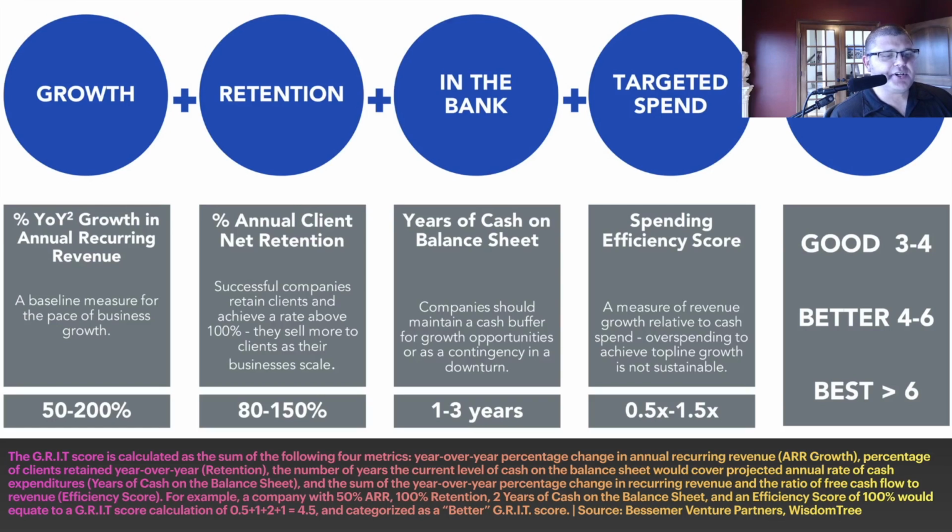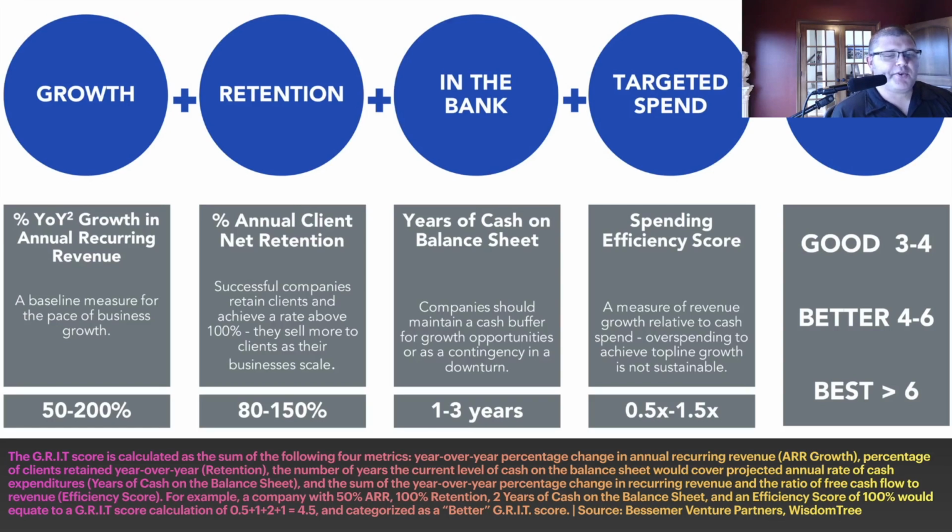And the sum of the year-over-year percentage change in recurring revenue and the ratio of free cash flow to revenue, or that efficiency score. So as an example, a company with 50% ARR, 100% retention, 2 years of cash on the balance sheet, and an efficiency score of 100% would equate to a GRIT score calculation of 4.5. So that 50% ARR, you're using 0.5. 100% retention is just a 1, okay? The 2 years of cash, of course, is 2, so you add 2. And then 100% efficiency score is just going to be a 1. You add those together, you get 4.5, and it's going to be in the better category. Again, here on the right side, better is between 4 and 6.